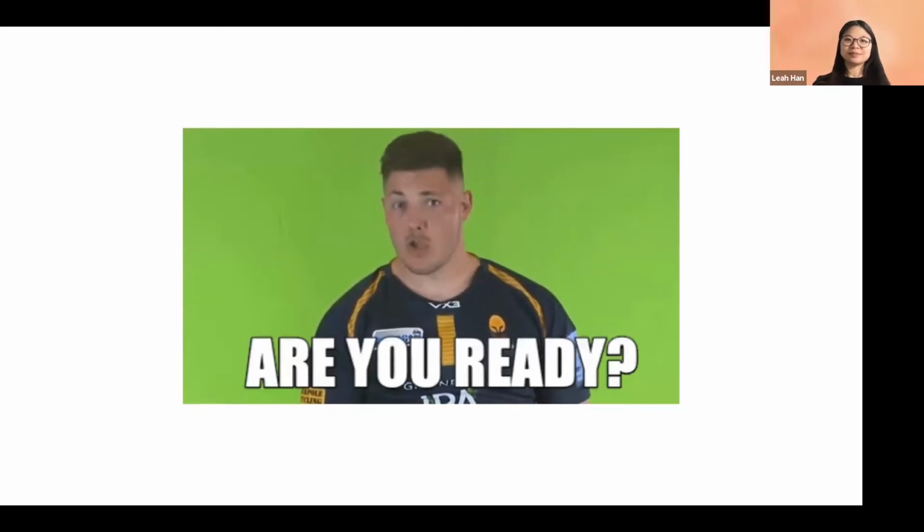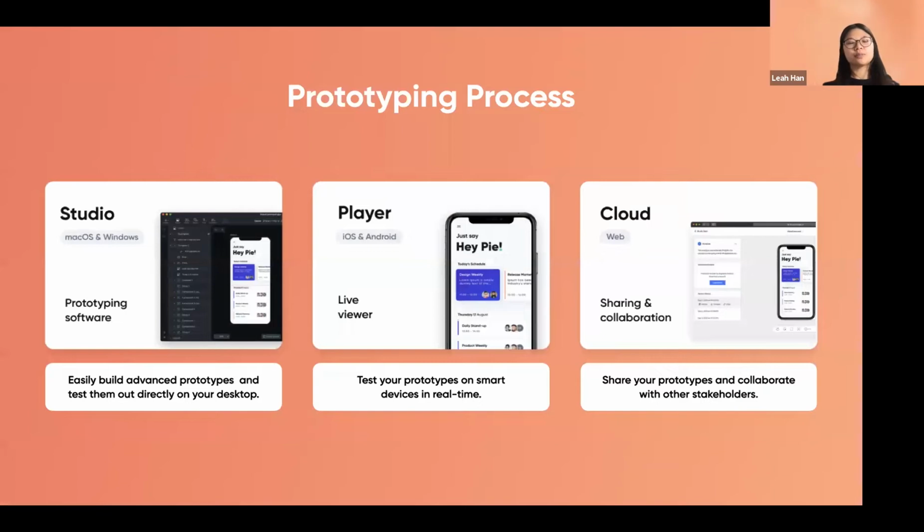Okay, let's start. ProtoPie has 3 parts: ProtoPie Studio, ProtoPie Player, and ProtoPie Cloud. I think most of you already downloaded ProtoPie Studio, maybe tried a bit of it. With Studio, you can create and edit interactions. With ProtoPie Player, you can install it on your real devices like mobile or iPad. After you finish your prototype in ProtoPie Studio, you can share it to ProtoPie Player and save it on your device.